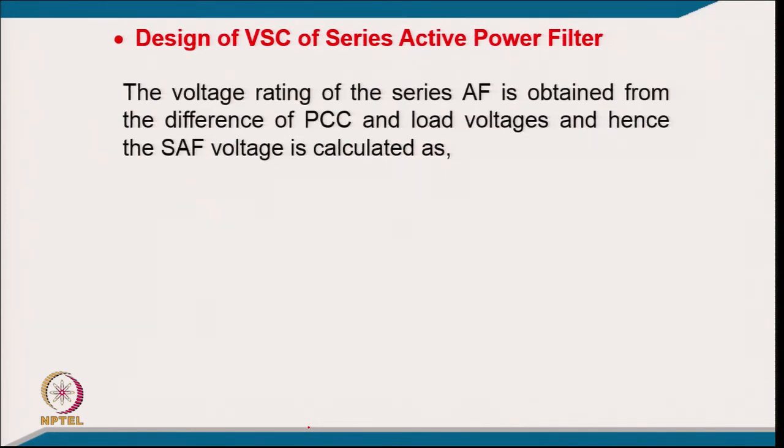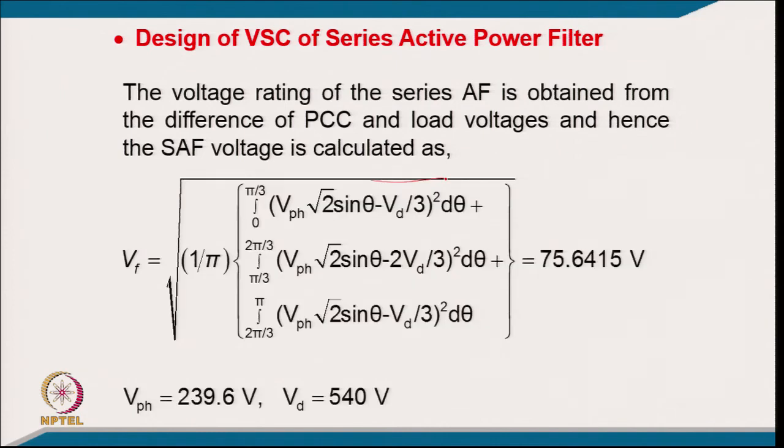the voltage rating of the series active filter is obtained from the difference between PCC voltage and load voltage. Hence, the series active filter rating is calculated typically from this relation, 2 upon 2 pi, and this is virtually what we do starting from 0 to pi by 3, that is the first 60 degrees.